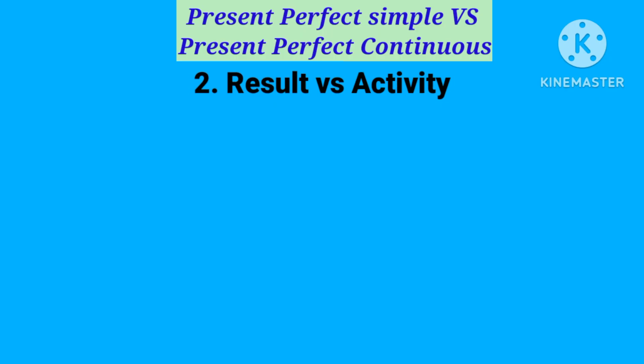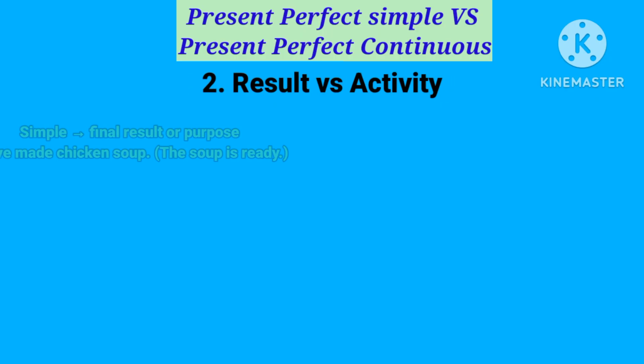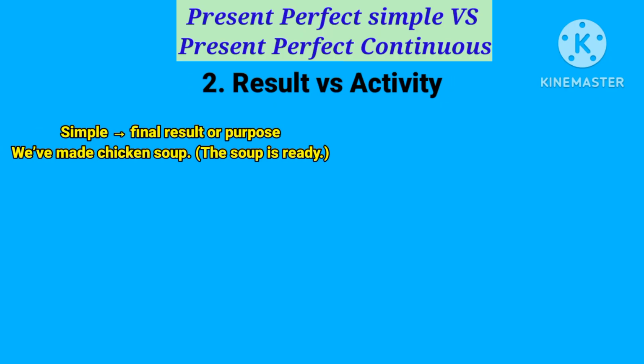Number 2, result versus activity. In present perfect simple, the final result or purpose is important. For example, we have made chicken soup. So the result is that the soup is ready, the final result.